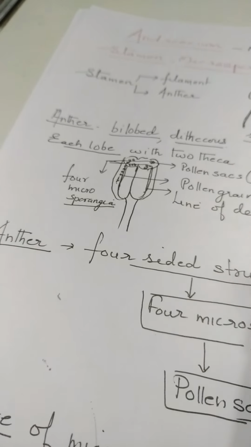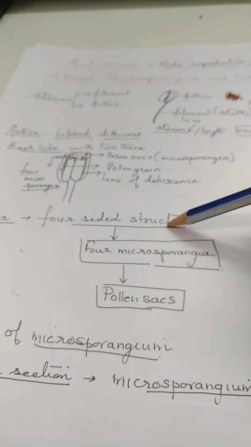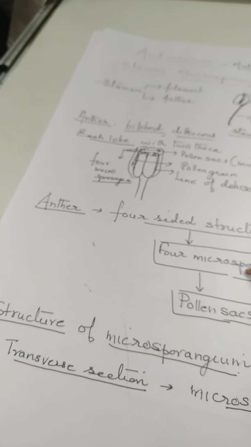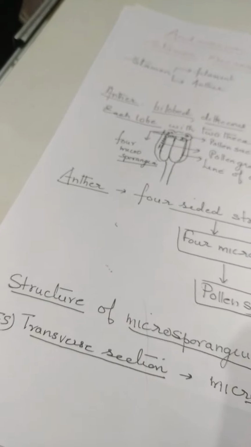Now this anther is a four-sided structure, and you can see four microsporangia, and these microsporangia, you can also call them pollen sacs.